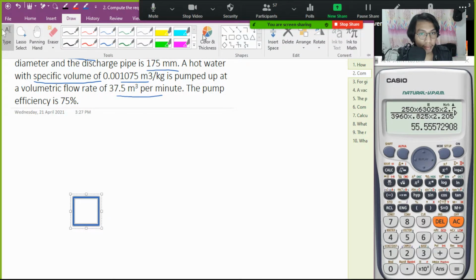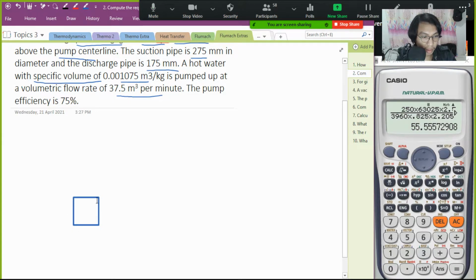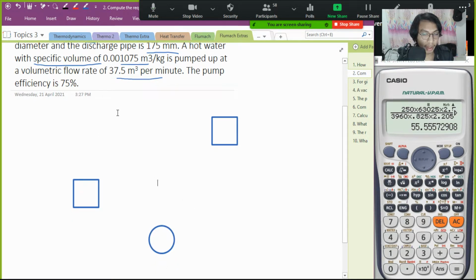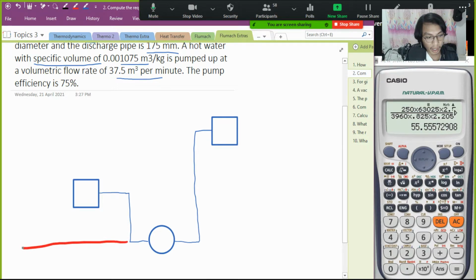Drawing ulit tayo. Hindi, copy ko na lang to. Ayan. Tapos, gawa tayo ng bilog. Okay. So, this is the pump. Drawingan natin. So, yung suction mo, above pump center line. Pasensya nyo na yung drawing. And then, yung discharge is above pump center line ulit. Ayan. So, lagyan natin ng linya, marker. This is the center line, PCL. This is the suction. This is the discharge.